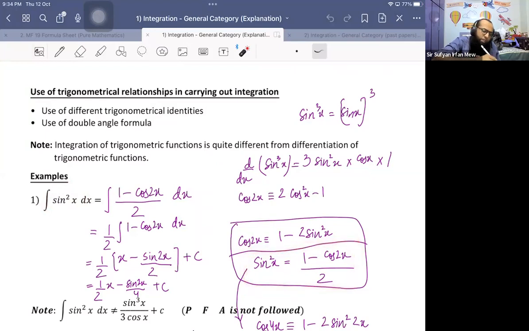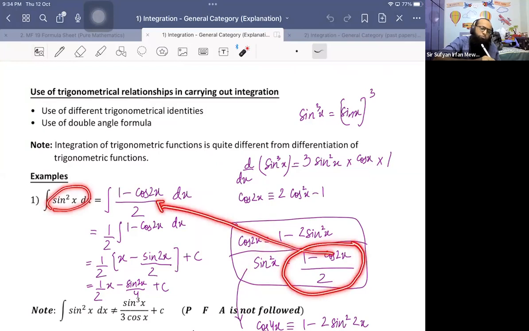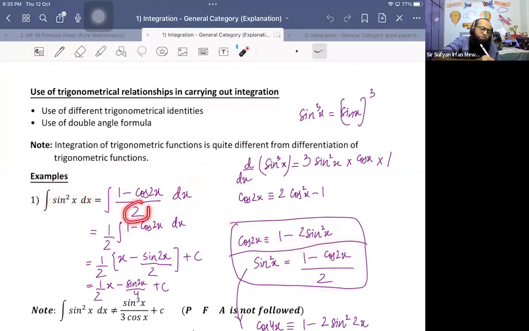Now in place of sin square x, we are going to put 1 minus cos 2x divided by 2. So we are not going to integrate sin square x, rather we are going to integrate 1 minus cos 2x upon 2. Now we know that whenever there's a constant, we can take it out. Compulsory नहीं होता ये constant को बाहर ले जाना. It's not compulsory. However, it's recommended.